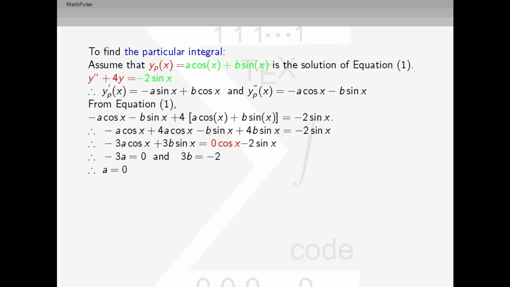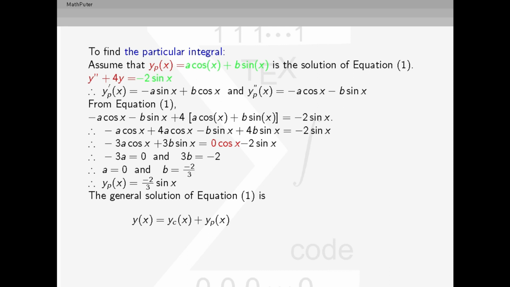So a is 0 and b equal to minus 2 by 3, which we substitute here. So yp(x) is equal to 0 cos x plus minus 2 upon 3 sine x, which is minus 2 upon 3 sine x, and therefore the general solution is yc(x) plus yp(x). So let us write yc(x) = c1 cos 2x plus c2 sin 2x, and yp(x) is minus 2 upon 3 sin x, where c1 and c2 are real constants.